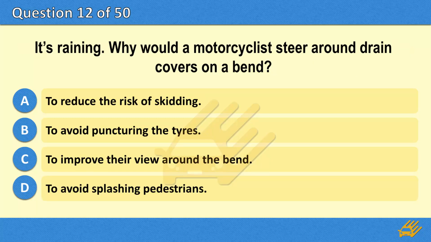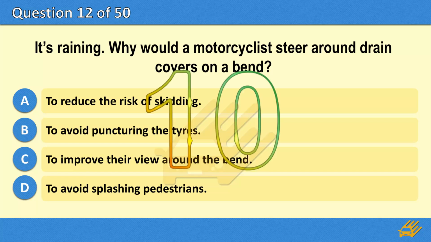It's raining. Why would a motorcyclist steer around drain covers on a bend? A. To reduce the risk of skidding. B. To avoid puncturing the tires. C. To improve their view around the bend. D. To avoid splashing pedestrians.